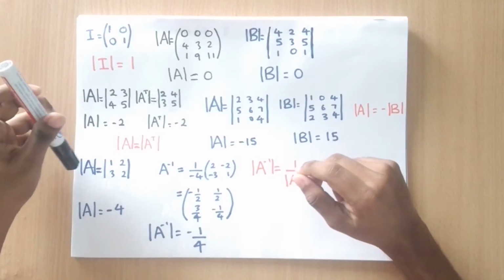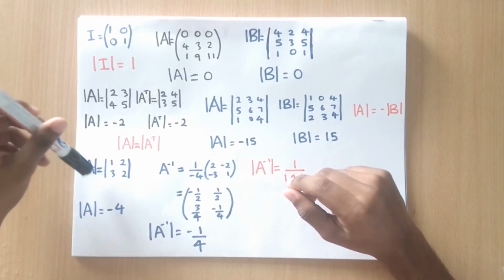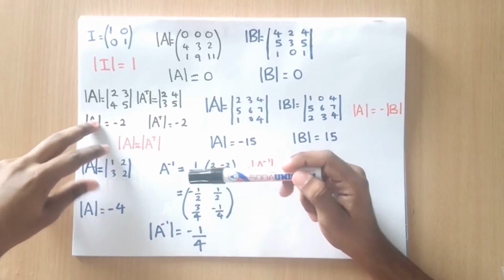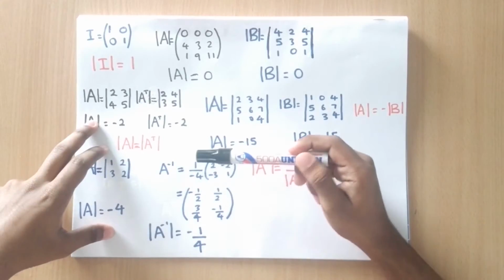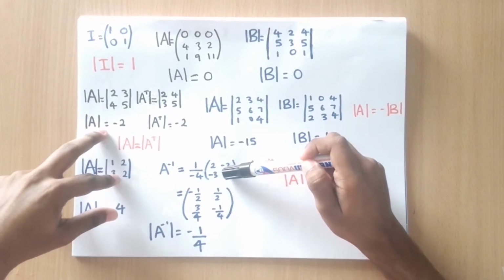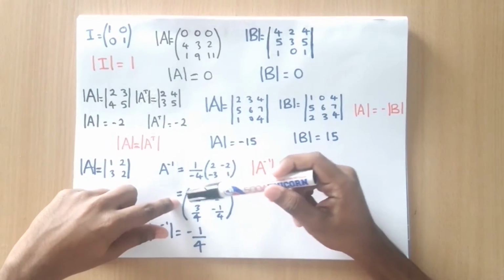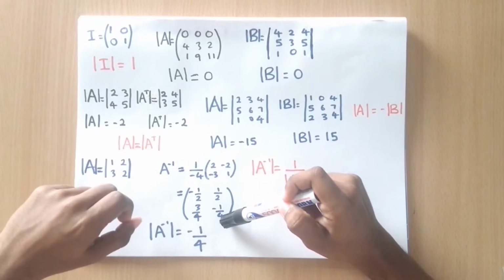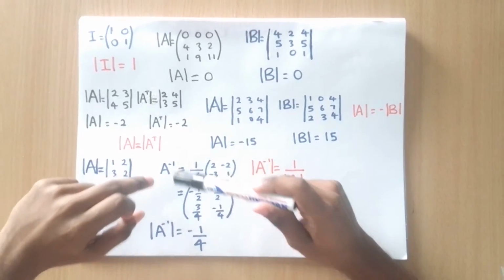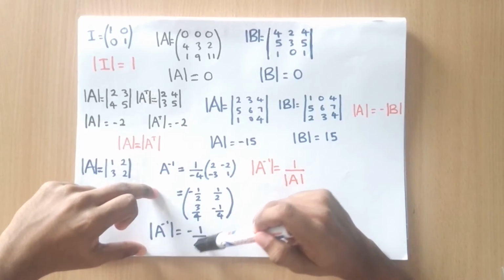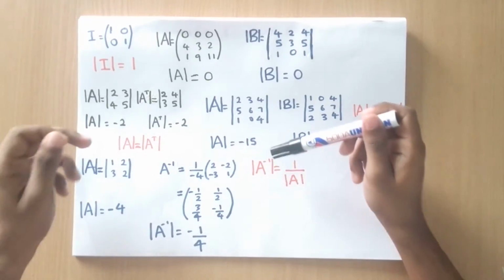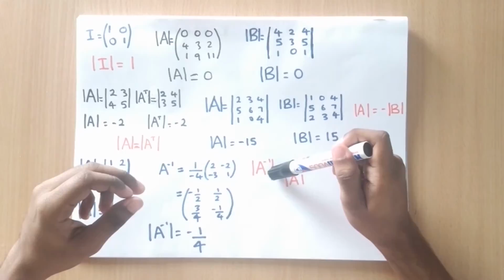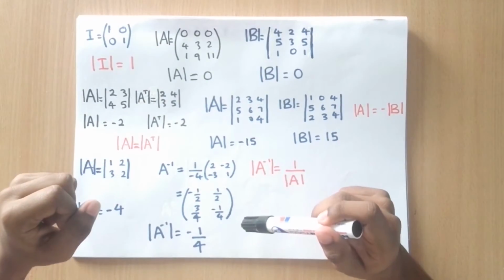Let's take this matrix A, 1, 2, 3, 2. The determinant of A is negative 4. Now let's find the inverse of A. That would be 1 over determinant multiplied by the adjoint of A. Finally, we get the inverse as minus half, 3 upon 4 and minus 1 upon 4. So the determinant of this inverse we get as minus 1 upon 4. So finally, we can conclude that the determinant of an inverse is equal to the reciprocal of the determinant of its matrix.